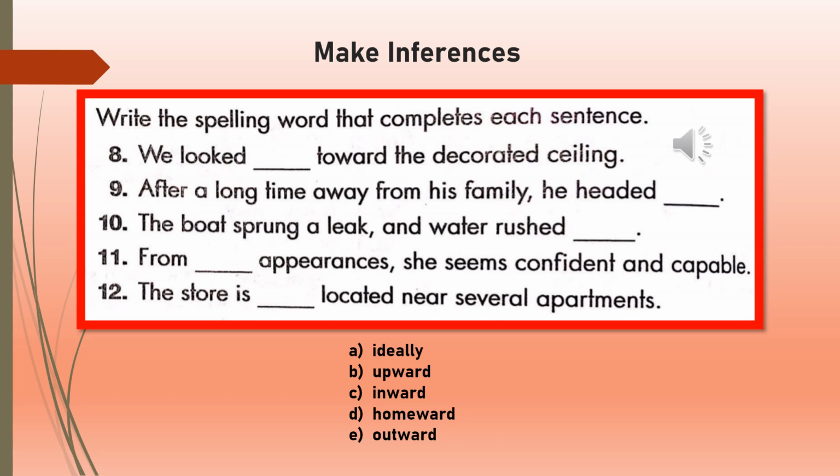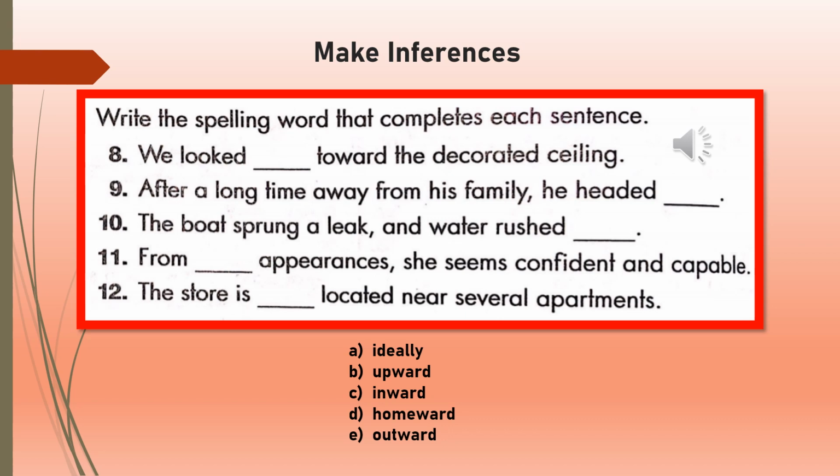Okay, now what you need to do is write the spelling word that completes each sentence. And here you have exercise number 8. We look blank toward the decorated ceiling. So you need to search for a spelling word that can complete the sentence. We look blank toward the decorated ceiling.